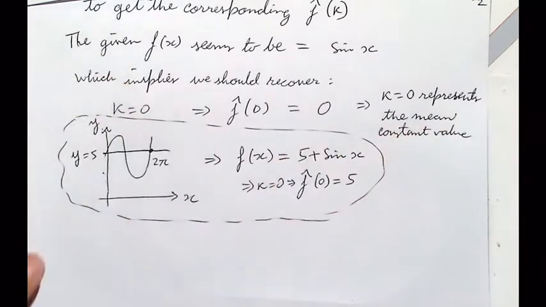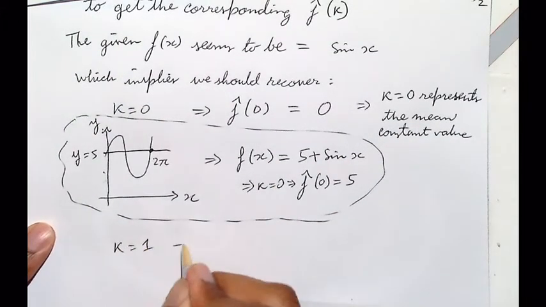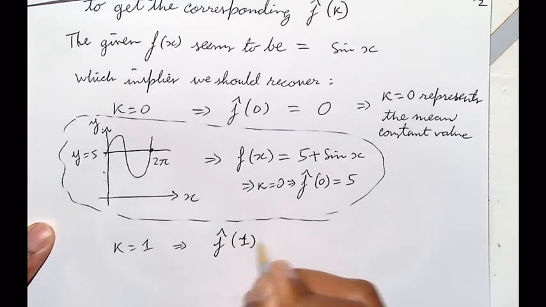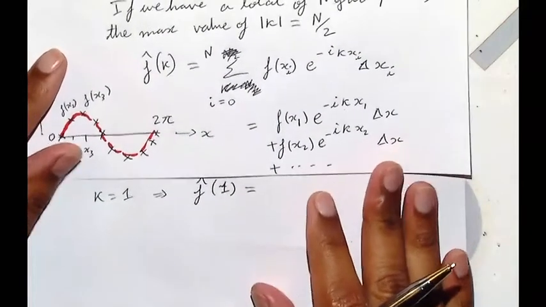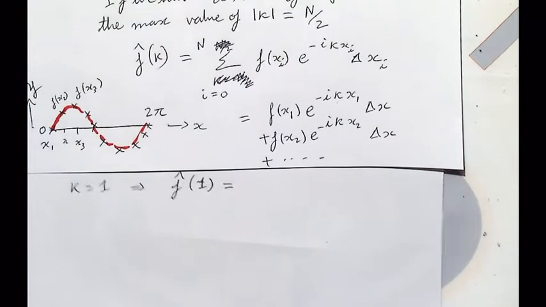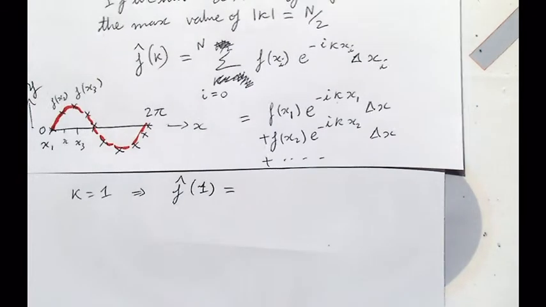Okay. All right, let's go back to our original example. Kappa equals 0 gives me 0, right? Fine. For kappa equals 1, what will I have? f hat of 1, I will get for this original orange function. Does the question make sense? No, it doesn't.